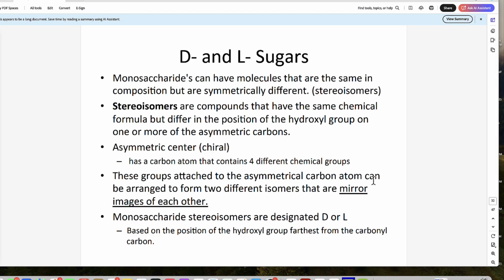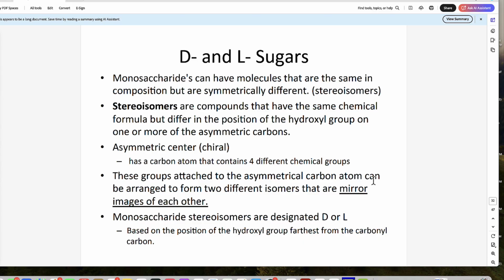Okay, and that also has to do with the location of it. So when we talk about D and L sugars, they are monosaccharides, and they can have the same composition, but symmetrically they're different. Those are stereoisomers. They have the same chemical composition, same number of carbons, nitrogen, hydrogens, but how they differ is the symmetry, so the location of some of these functional groups on the carbon skeleton or the backbone.